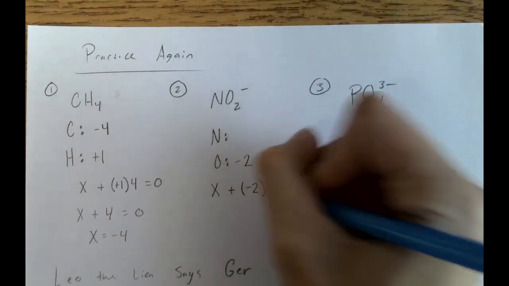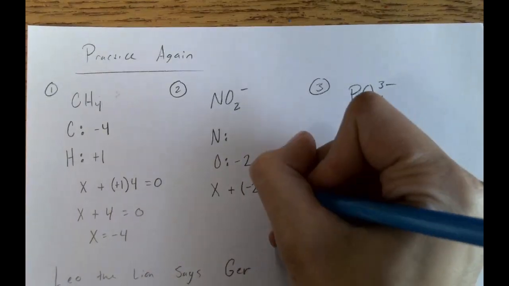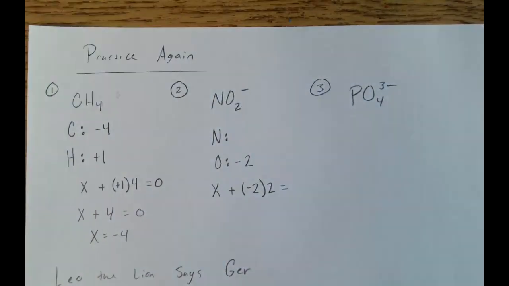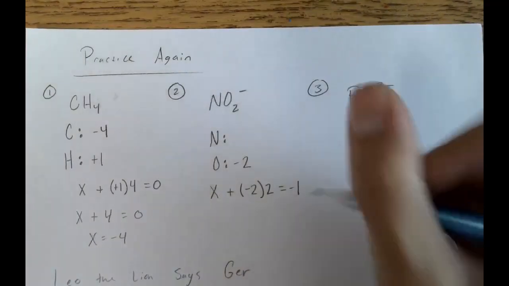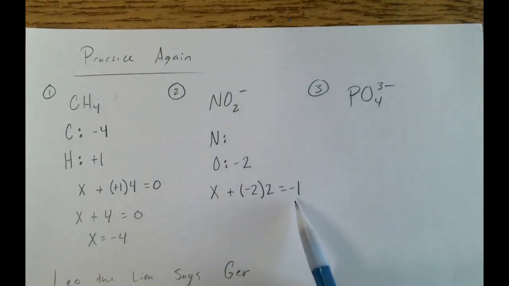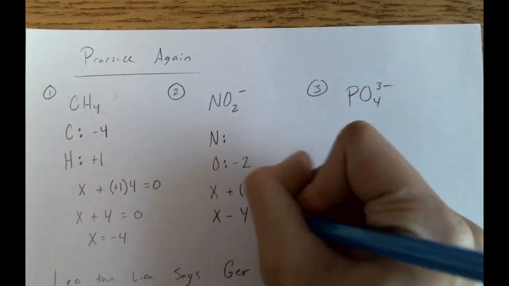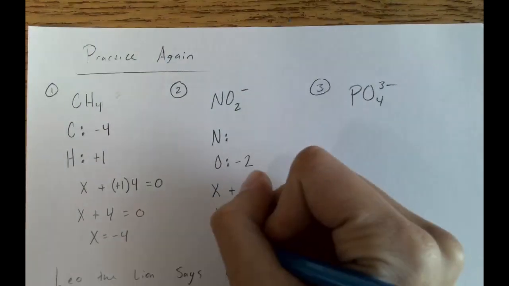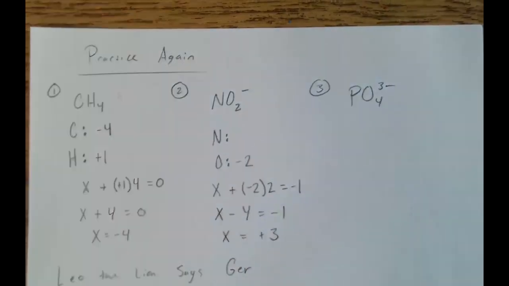And so I'm going to take that oxidation number and I'm going to multiply it by the amount of oxygens that there are. Now this time I can't set the entire equation equal to 0 because nitrite has a charge of -1. So that means whatever the sum of these two things is, it has to equal -1. So this turns into x minus 4 is equal to -1. I'm going to add 4 to both sides of the equation. So I get x is equal to +3.